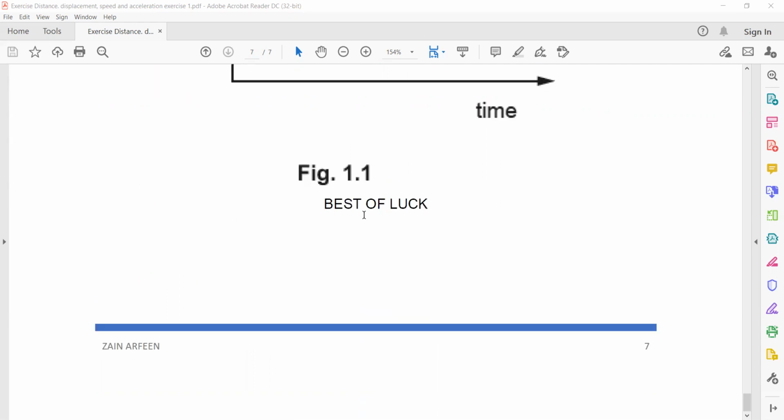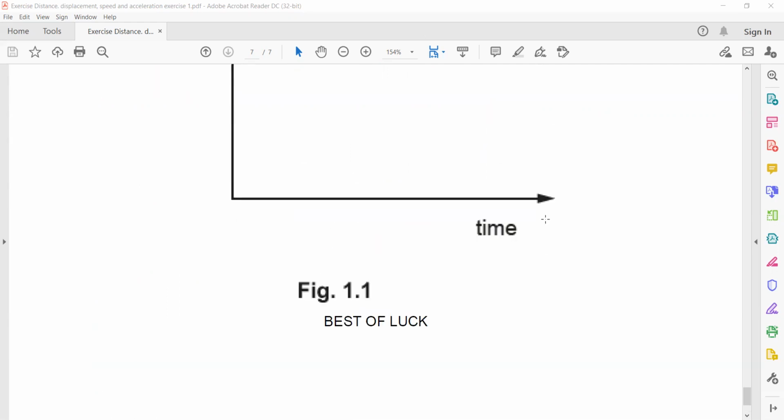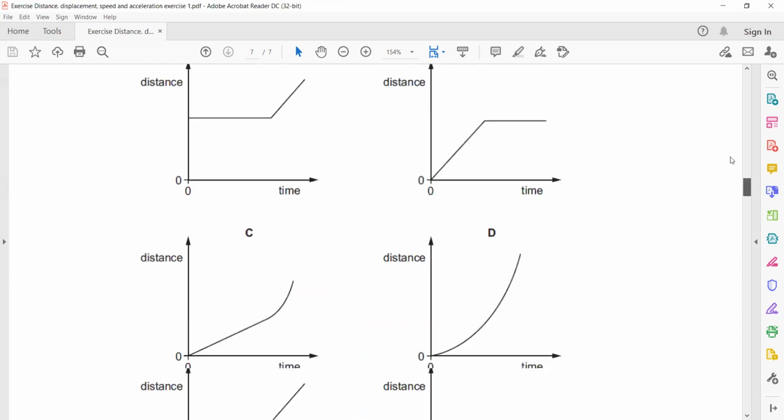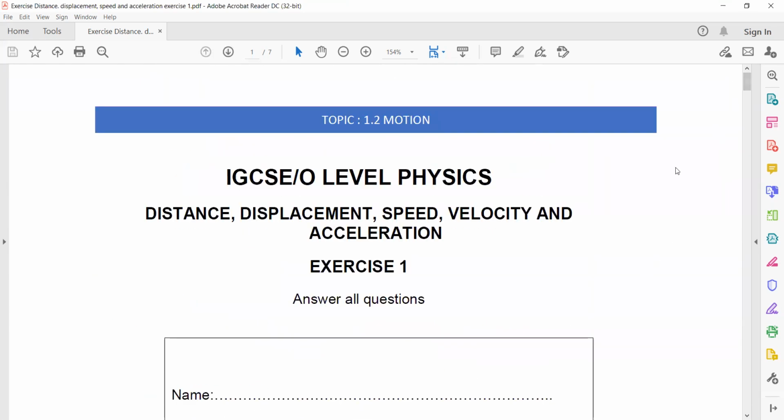So this was an exercise related to distance, displacement, speed, velocity and acceleration. Any question related to the class?